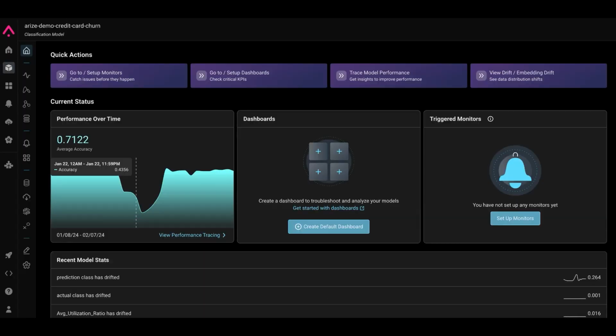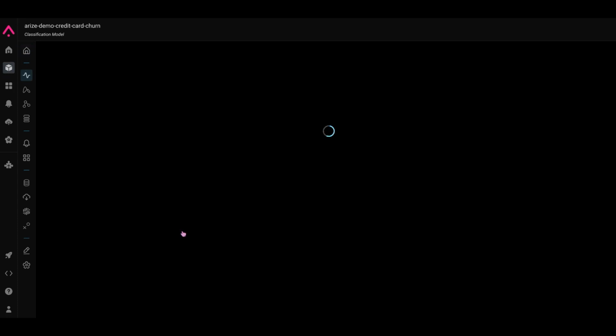As soon as I click on this use case, you'll be pulled into quick actions where you can get a current status, so performance over time, your dashboards, any monitors that you have set up. But let's look at our performance over time because this is where performance tracing comes into play. If we look at our average accuracy, we're seeing it's about 70%, which is good, but we do see this large drop that happened. So let's figure out what happened in that time period.